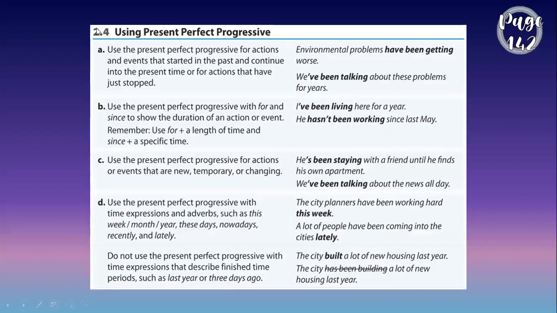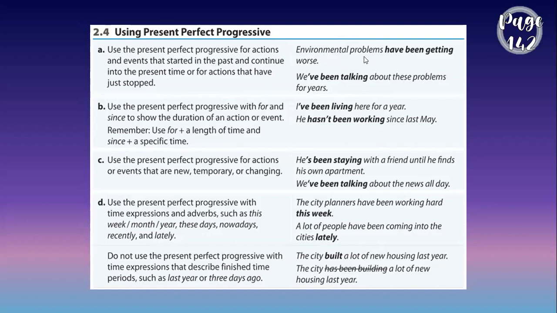Okay, and we finally have our rules, right, that we are going to read fast because we have been looking at this in other units, and I'm just going to make a review. If we have any questions, remember to write them down on the chat so we can discuss them right now. It says letter A, use the present perfect progressive for actions and events. Environmental problems have been getting worse. Here we have an event, something in progression.